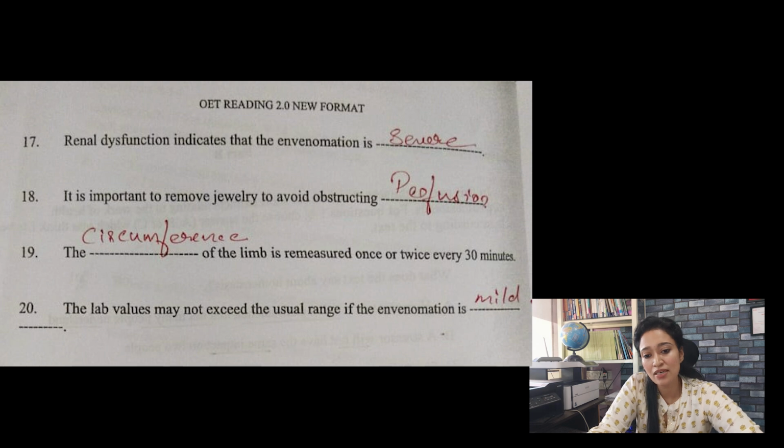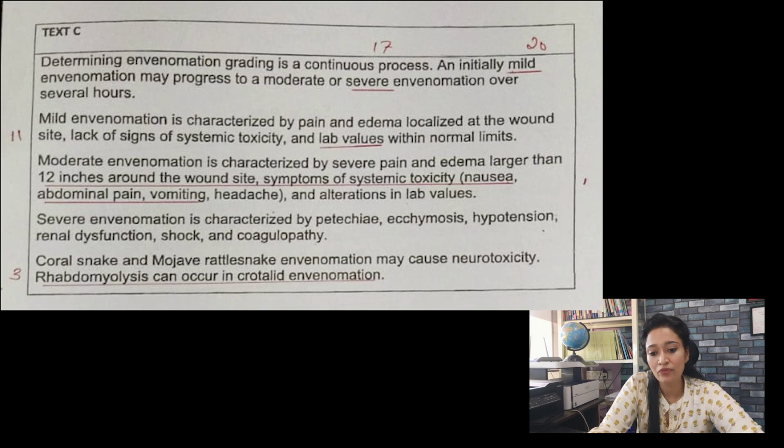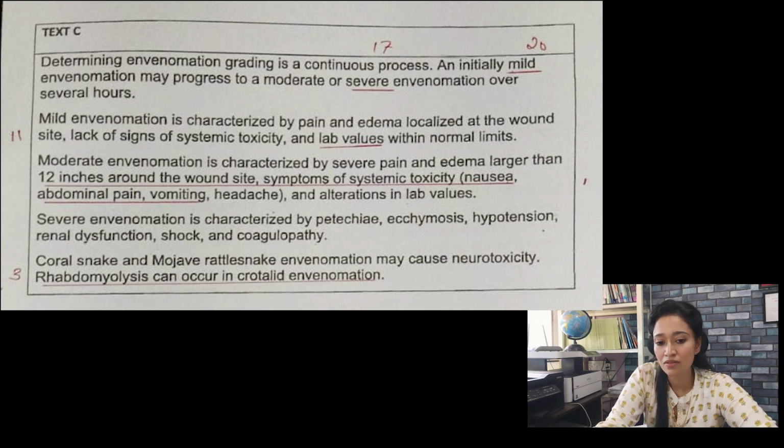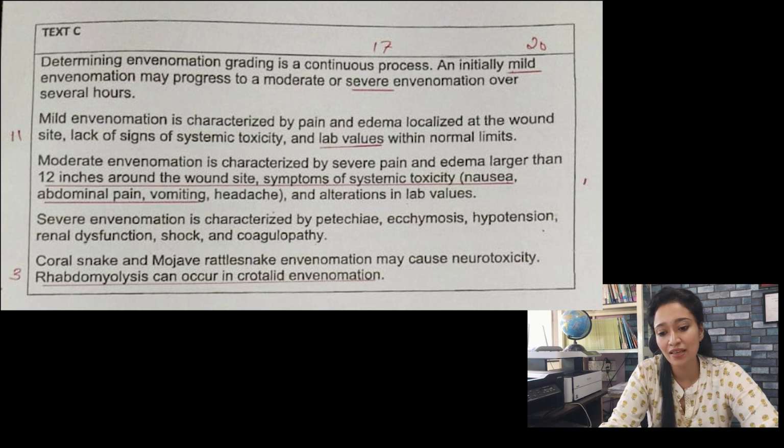So here the keyword is renal dysfunction and envenomation. So we can read the text C for this. In the text C we can see that severe envenomation is characterized by petechiae, ecchymosis, hypotension, renal dysfunction, shock and coagulopathy. So the condition renal dysfunction is seen in severe envenomation. So the answer is severe.